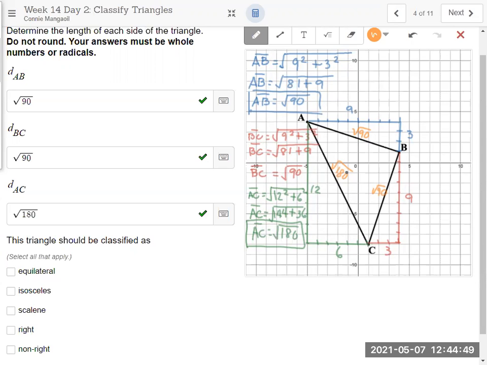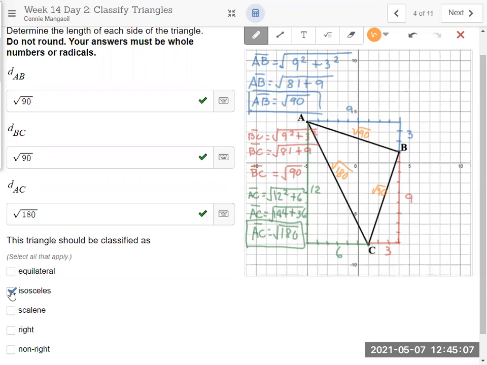Equilateral, isosceles, or scalene? How many sides are equal? Two sides are equal, right? And therefore, this would be an isosceles triangle. So that's one part. This is an isosceles triangle.